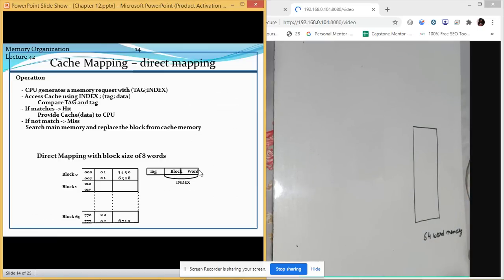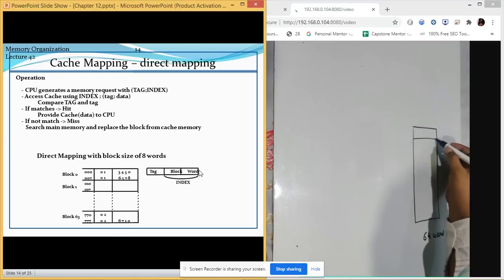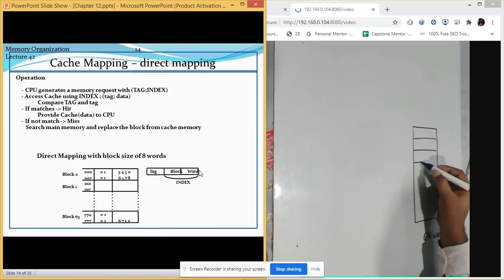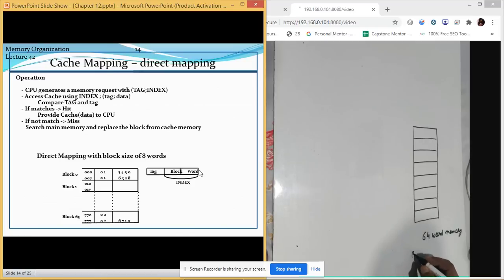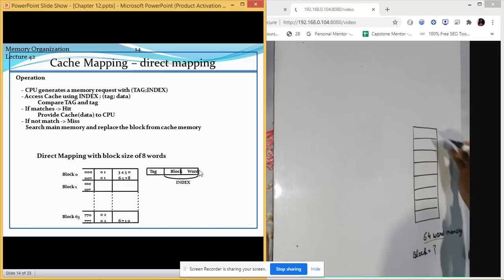Now, these 64 words are stored in the form of blocks. Then we will call this block 1, block 2, and so on. These are the blocks. So we need to first find out how many blocks there are. The memory is divided in the form of words, and we have to find out how many blocks there are. What is the method to find it out? First of all, we need to find how many words there are in one block. So that is the first assumption which we are going to make.